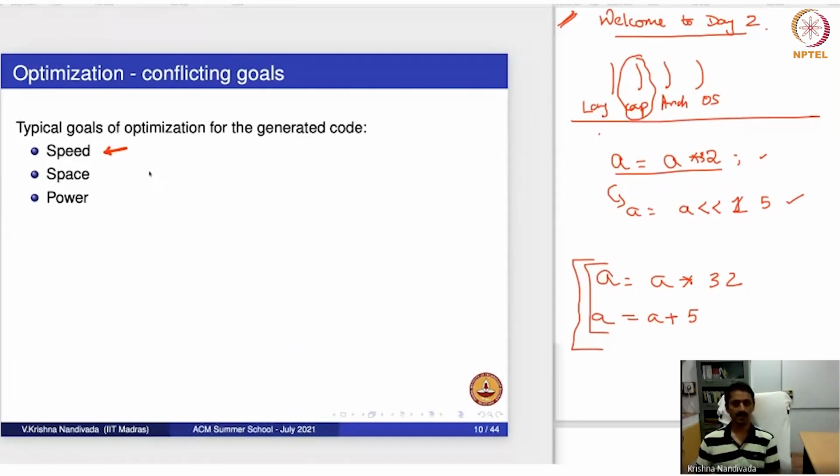Okay. Yeah, there are optimizations that improve speed. There are optimizations that improve memory. There are optimizations that improve power and so on. Okay. Which one matters? Can someone tell?